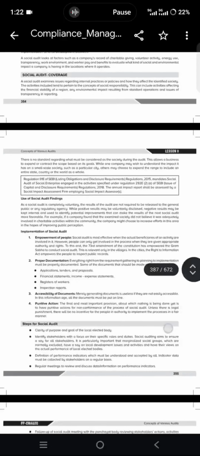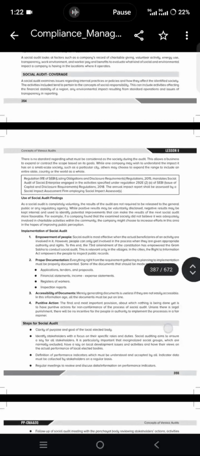Next, social audit coverage. There is no standard regarding what must be considered as the society during the audit. This allows a business to expand or contract the scope based on its goal. Use of social audit findings: as the social audit is completely voluntary, the result of the audit is not required to be released to the general public.